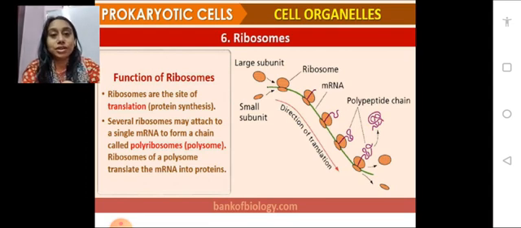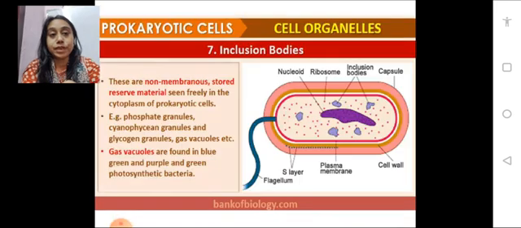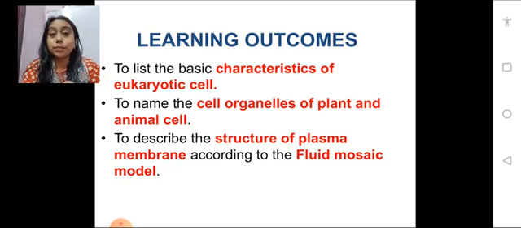This structure of mRNA stuck with so many ribosomes is called polysomes or polyribosome. This is very important. Polyribosomes are important because the polyribosome is the structure which produces protein from the mRNA, right? And then finally we studied about the inclusion bodies. Inclusion bodies are organelles which store or reserve material in prokaryotic cells, like food granules, etc. So this much we studied about the prokaryotic cell.